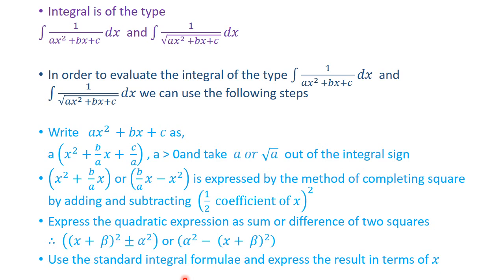Hello students. In the previous section we have learned some special types of integrals, that is, integrals of the form 1 by a square plus x square, 1 by a square minus x square, 1 by x square minus a square, and integrals of the form 1 by under root x square minus a square, 1 by under root x square plus a square, and 1 by under root a square minus x square. And the results are also so easy. I hope that you have done it.